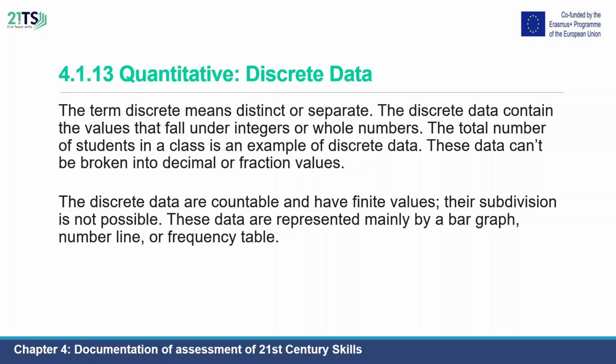Quantitative data can be categorized into discrete data. The term discrete means distinct or separate. The discrete data contain the values that fall under integers or whole numbers. The total number of students in a class is an example of discrete data. These data cannot be broken into decimal or fraction values.